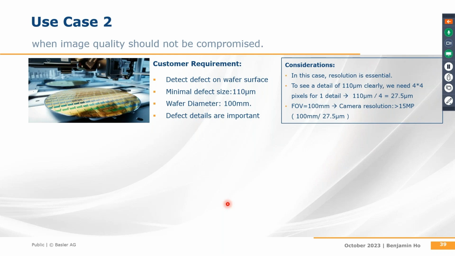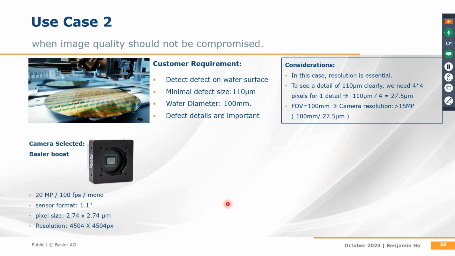To see the detail of 110 micrometer, we need 4 × 4 pixels for one detail, which equals 27.5 micrometer. And with the FOV equal to 100 mm, the camera resolution needs to be at least 50 megapixel. A Basler boost camera is selected with the following specification.